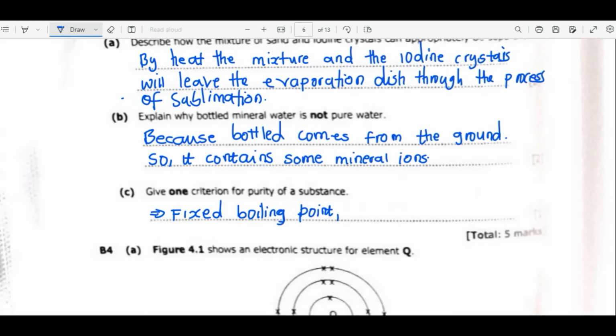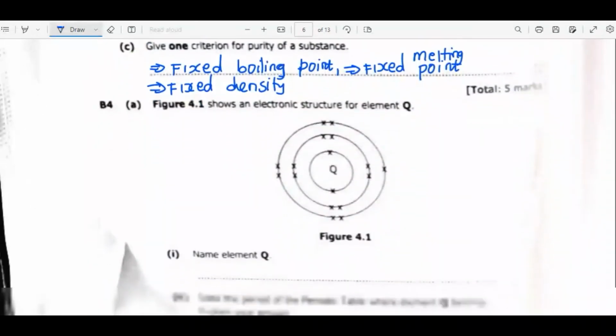Then the other one, fixed melting point, which is the melting point of ice, which is water, is 0 degrees Celsius. Then apart from that, fixed density. The density of pure water is about 1.00 grams per cubic centimeters.